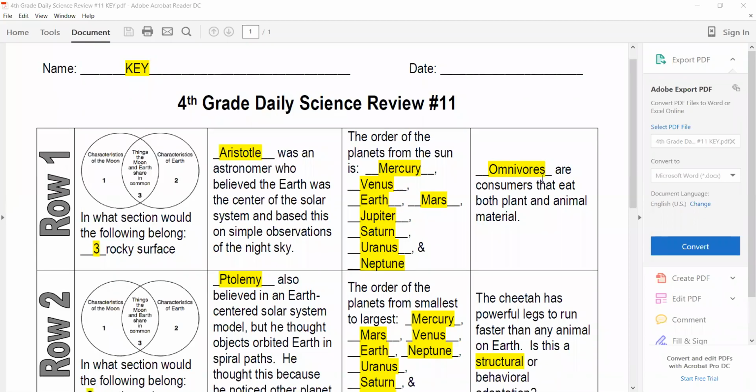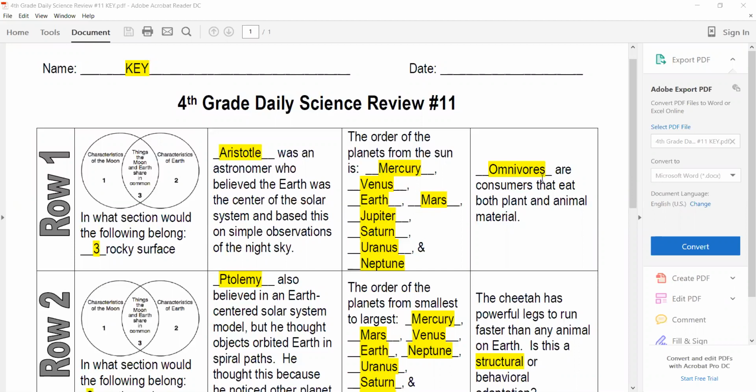So if we have a Venn diagram, we have characteristics of the moon, characteristics of the earth, and then what do they share in common? Well, where would we put rocky surface? That would be number 3, because both the moon and the earth are rocky surfaces.